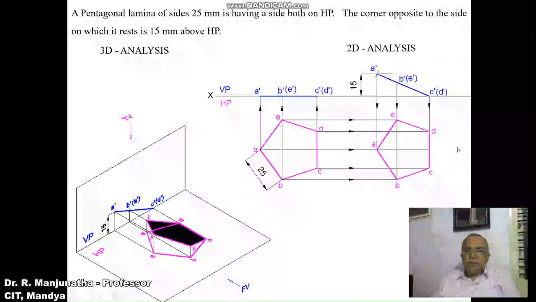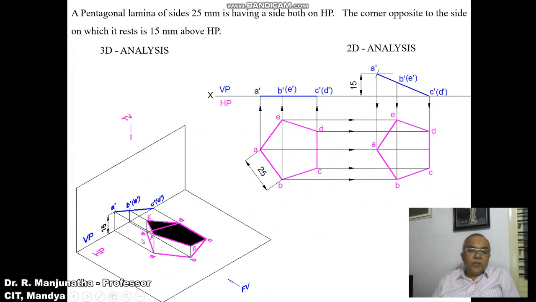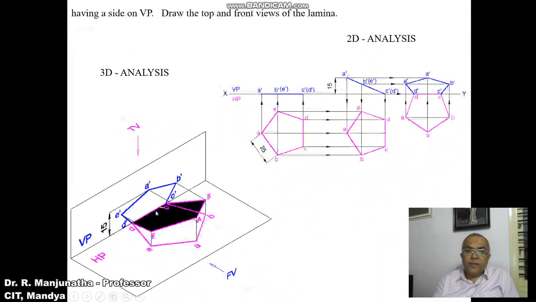So this is the second position top view. Here we can see that A is 15 mm above HP and the side CD is resting on HP, so obviously it is perpendicular to VP. In this position, the surface is inclined to HP and still perpendicular to VP. Having a side on VP also, the side which is resting on HP has to be on VP. The side resting on HP is C dash, D dash, so the same side has to rest on VP.